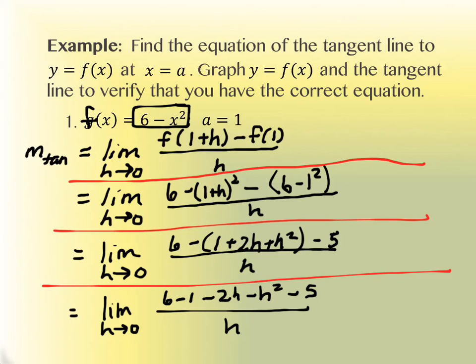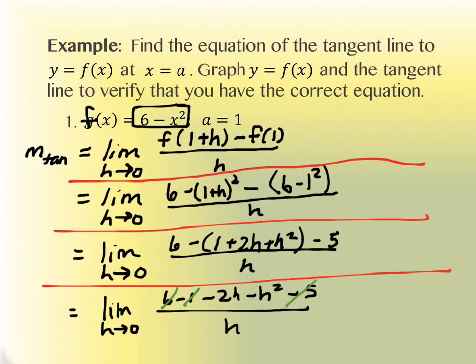So somebody tell me some kind of simplification that you see. 6 minus 1. All right, and I've got a minus 1 here too, don't I? So 6 minus 1 here is 5, and then I've got minus 5. So all of those constants add to 0, don't they?